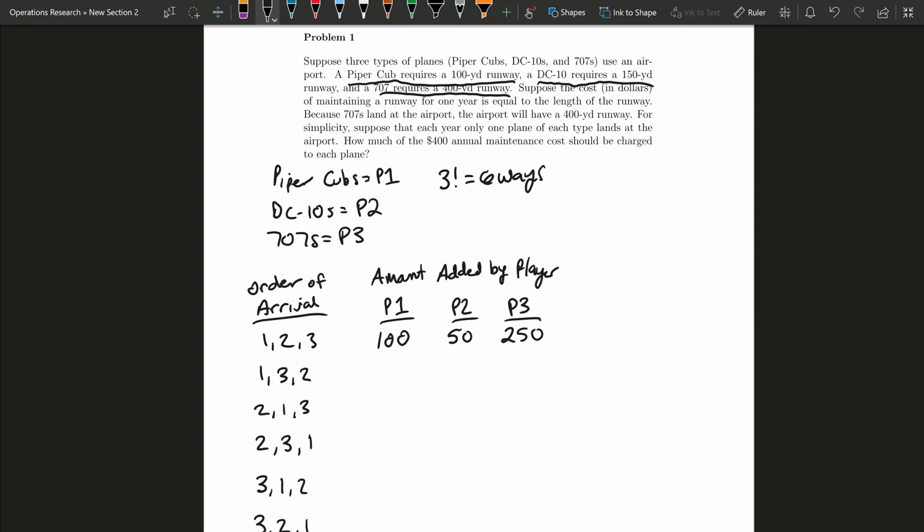So the next one here we have, again, starting with player 1, $100 going towards the runway. Then for player 3, we jump ahead and we need $400 now, so they should put forward 300. And at this point, when player 2 arrives, we already have the 400-yard runway, so they are paying nothing. Next, we have player 2 going first here, so they start off with their 150-yard runway. Player 1 comes along, they only need 100, so they're good. And then player 3 arrives, and they need to pay that remaining 250 to get up to that 400-yard runway.